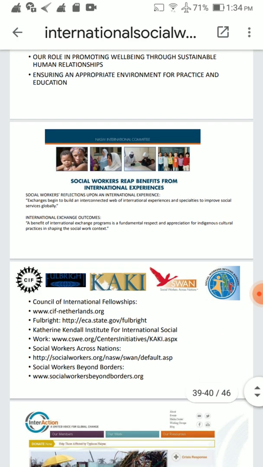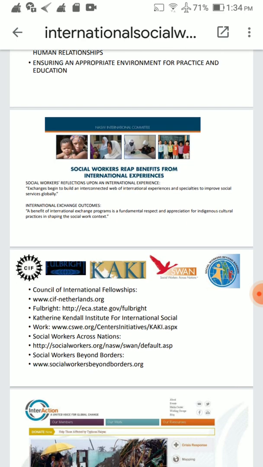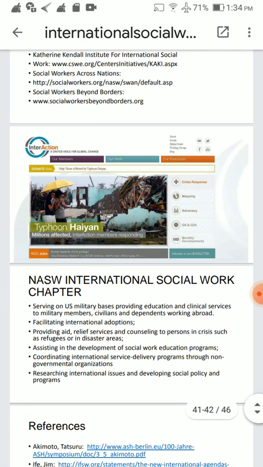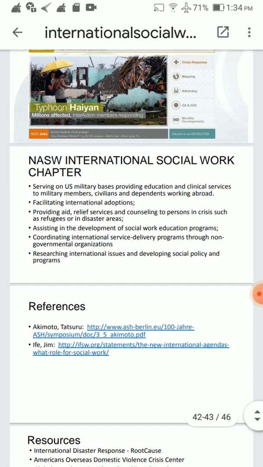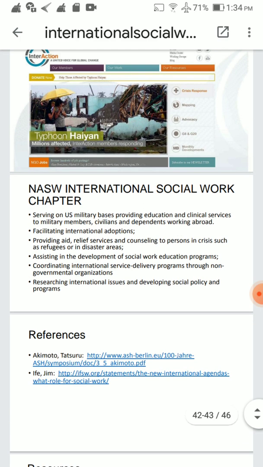The social workers reap benefits from international experiences. And the NASW International Social Work Chapter, from the different researching, serving the military, providing aid, coordinate internationally. Those are all under international social work.